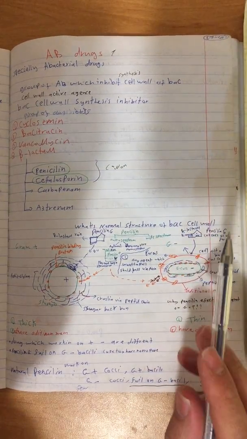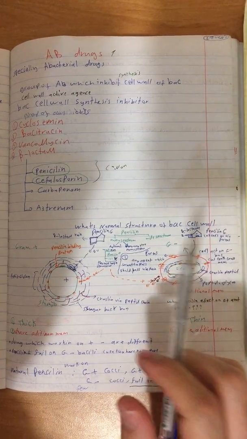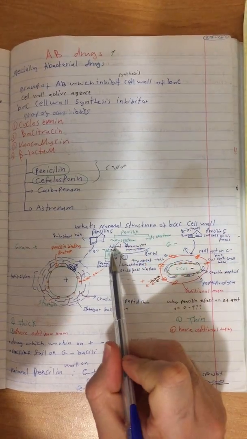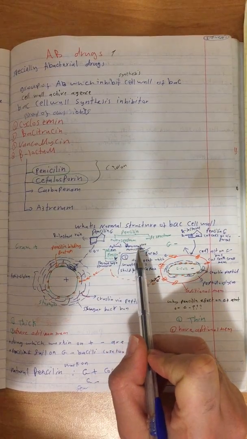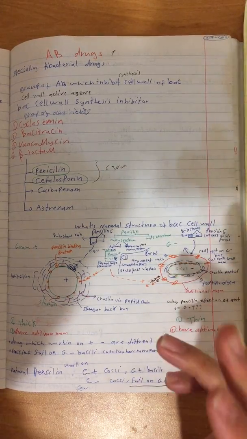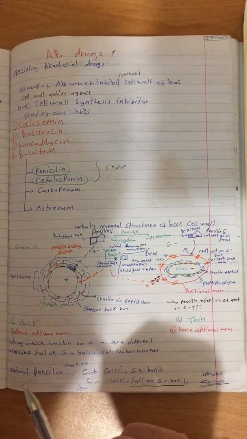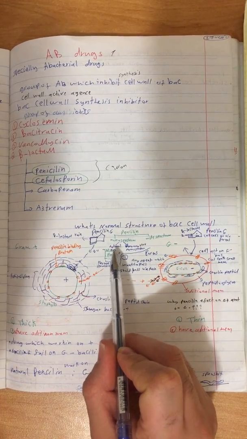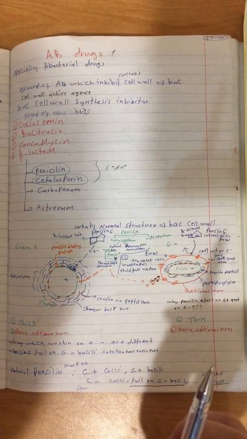Here I divide penicillin for you into two parts. Penicillin can be divided into wide spectrum and narrow spectrum. The narrow spectrum we can also divide into natural penicillin and very narrow spectrum. So natural penicillin can be divided into two, penicillin G and penicillin V. It's the most important thing you have to know, that natural penicillin can be divided into two, penicillin G and penicillin V.